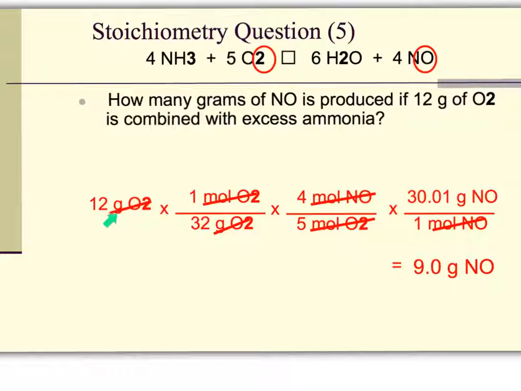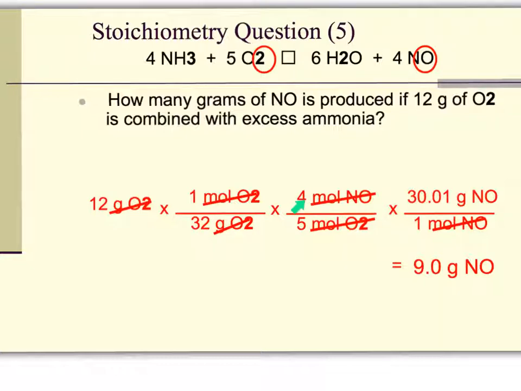12 grams of oxygen, we got that from our problem. 1 mole of oxygen over the weight of oxygen from the periodic table. Now do notice that it is 32, and that is because oxygen is diatomic. So we have 2 times 16, or 32, is the mass.